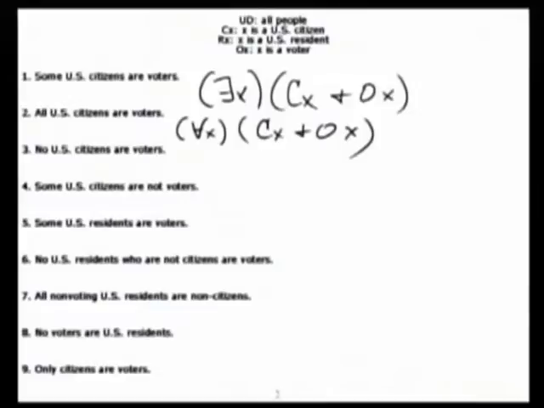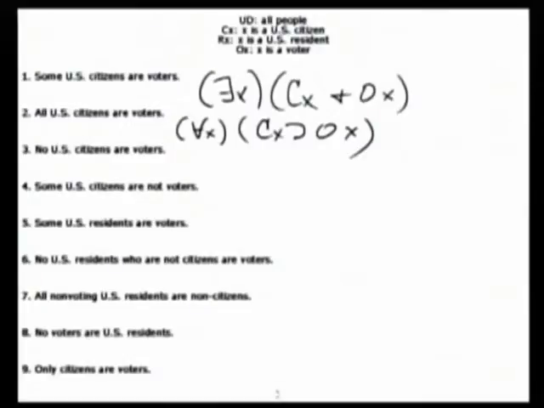You want to say, as Nathan indicates, for all the people, that's the universe of discourse, for all the people who are citizens, all U.S. citizens, all of them are voters. So you say all x, Cx, horseshoe, Ox. So as a general rule, when you've got a universally quantified statement, you're looking for some sort of implication relationship.